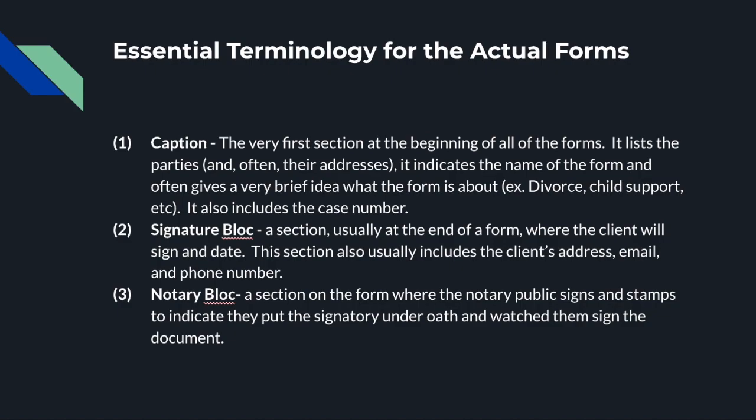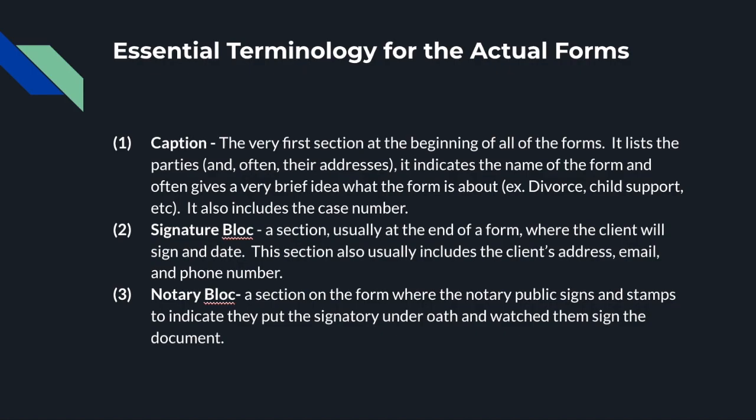On the opposite end of the form, so the caption is at the very top, at the very bottom you have a signature block. A signature block is a section where the person who is filing the form is going to sign and date. Again, this section typically includes the client's address, their email, their phone number. For some forms, it'll include their birthday. One of the things you'll learn as you're working on forms is you'll fill in as much of the signature block as you can. You obviously can't fill in their signature, and you often won't fill in the date, but you want to fill in their name and address and things like that.